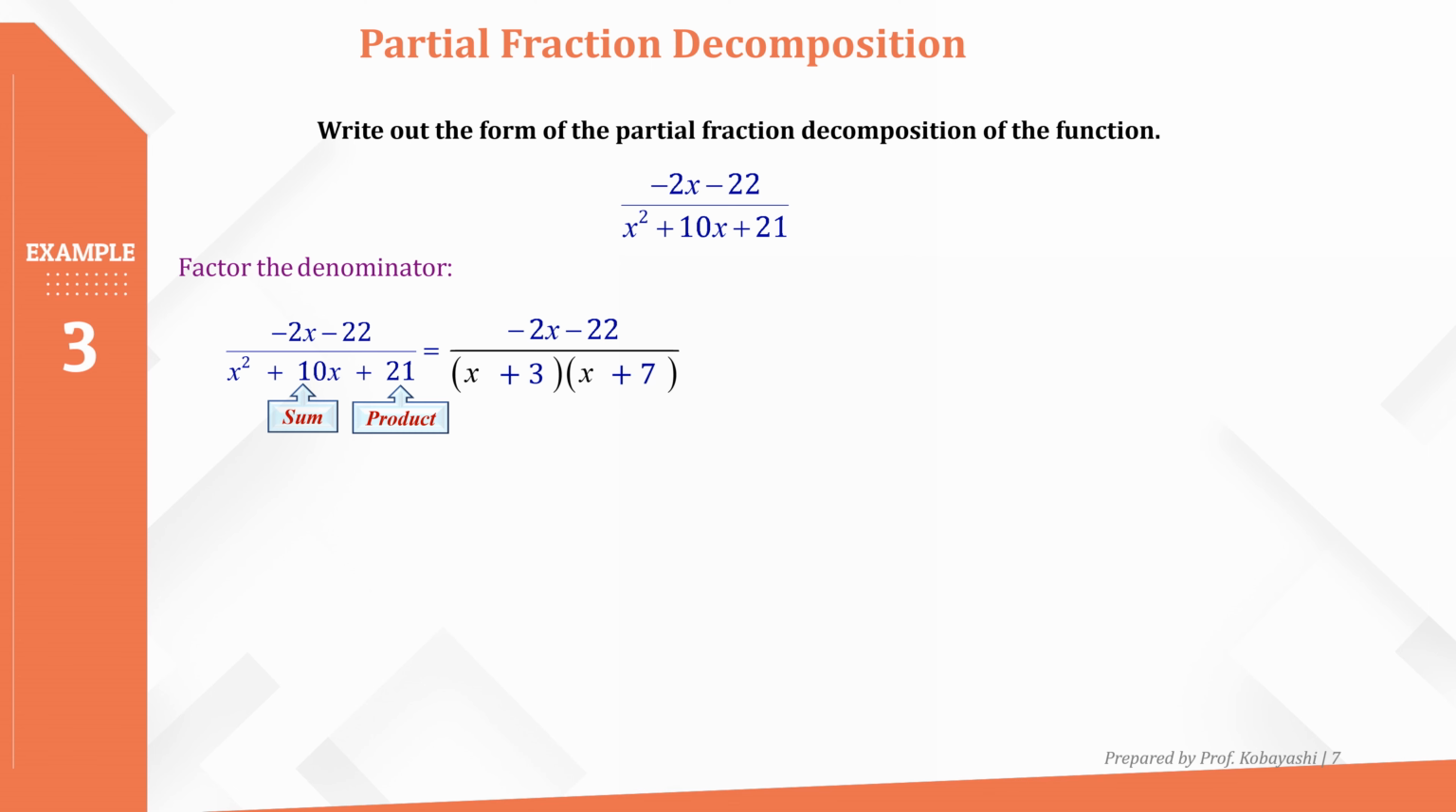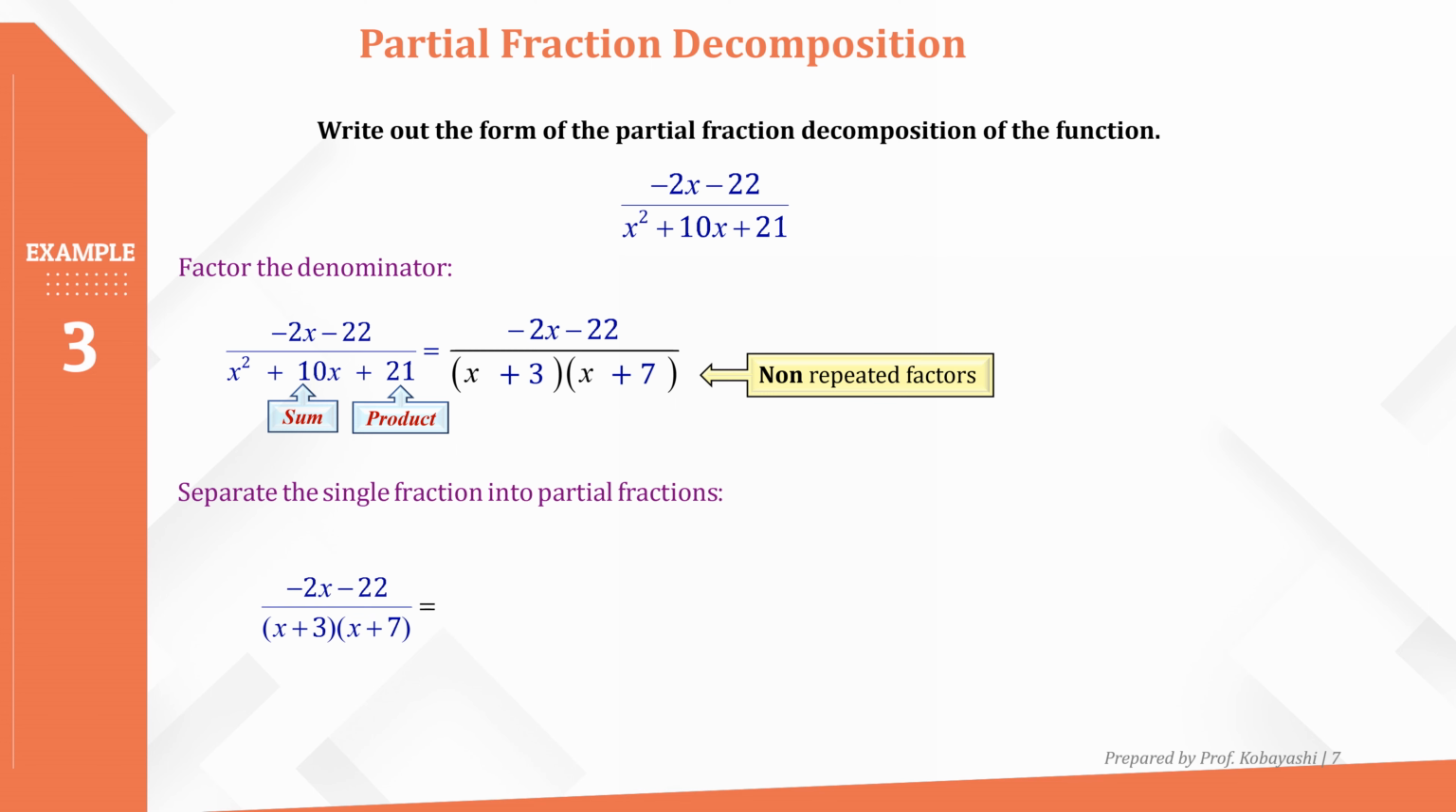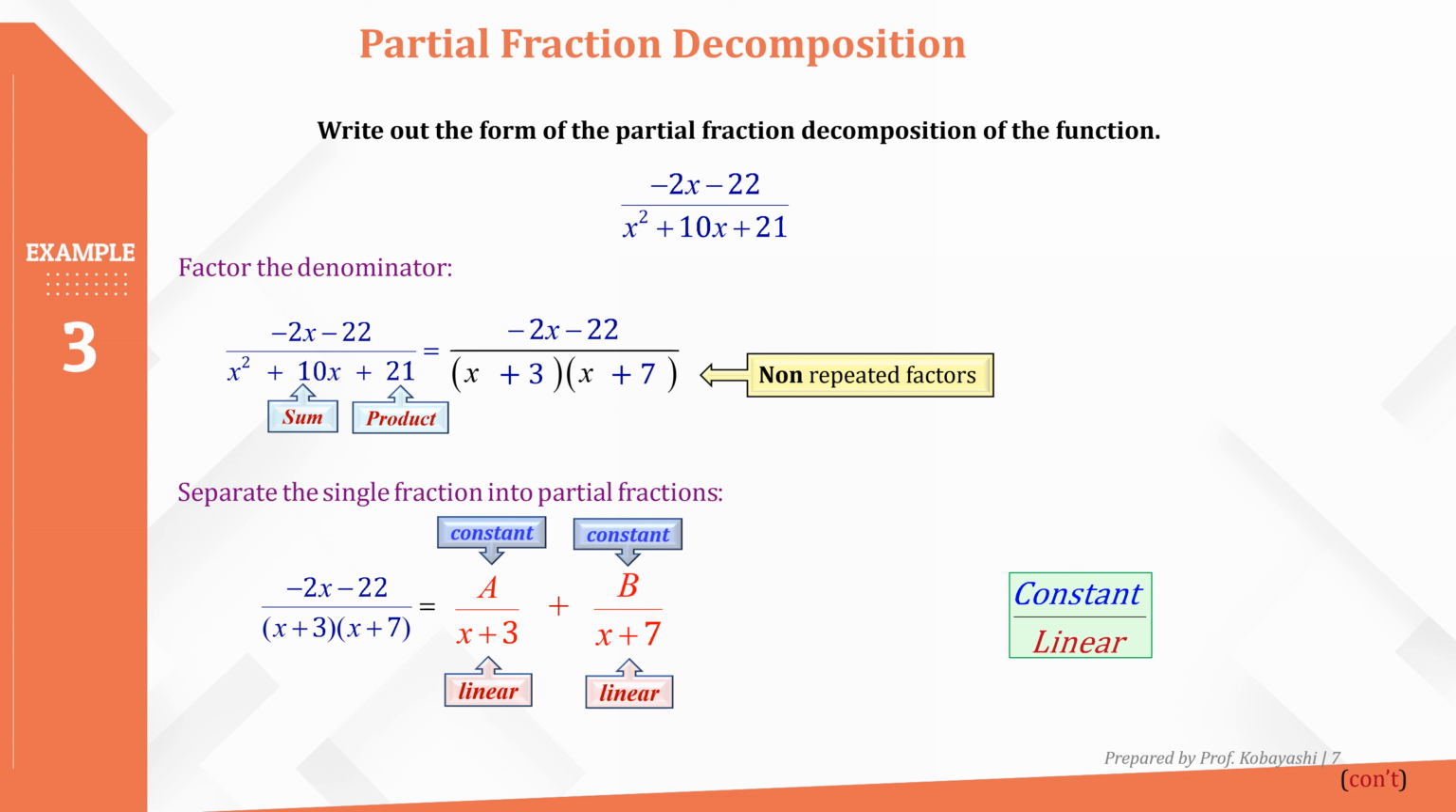The order does not matter. You could also say (x plus 7)(x plus 3). These are not repeated factors. Let's separate it into partial fractions. Since the denominator has 2 different linear factors, we can make use of those to separate as A over a factor of x plus 3 plus B over another factor of x plus 7.